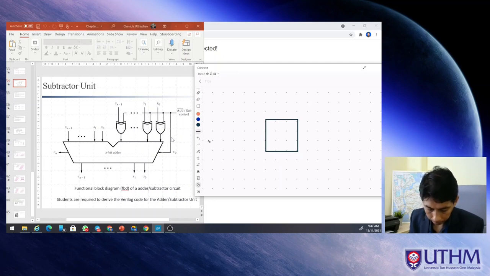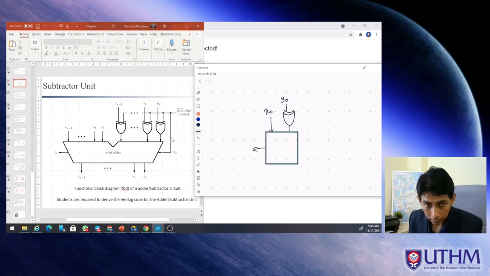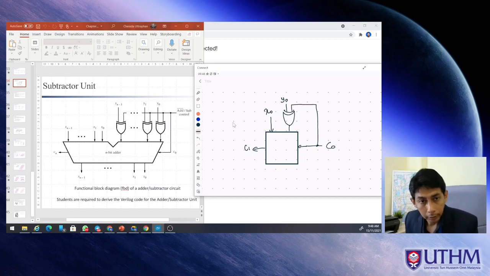you can see something like this, where we have the input, the XOR gate. And this is Y, for example, I take it as Y0. And we have here X0. And we have this as C1. And this is C0. And you can see that this C0 is actually connected to one of the inputs of the XOR.